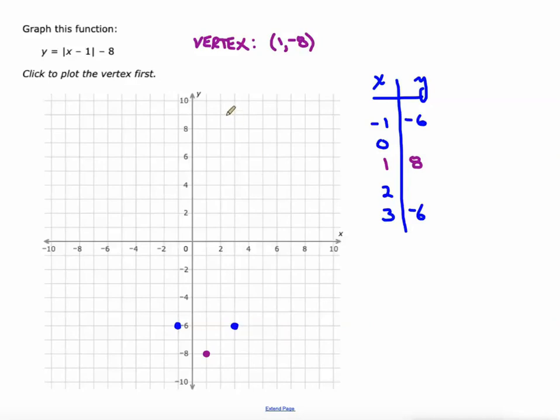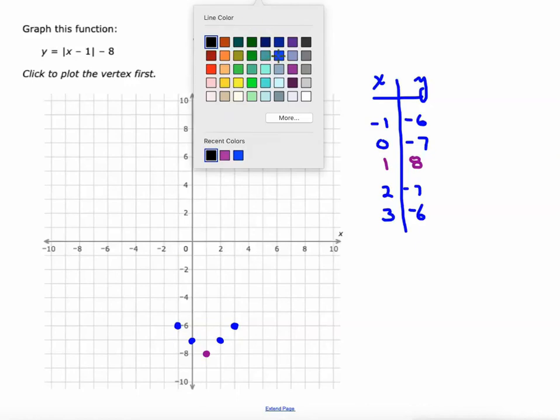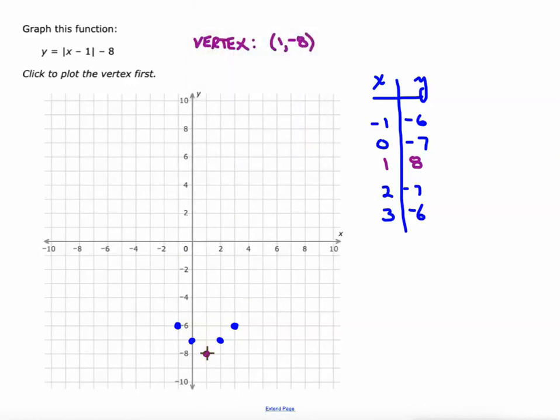0. 0 minus 1 is -1. The absolute value of that is 1, and 1 minus 8 is -7. So 0, -7. And then also 2. 2 minus 1 is 1. The absolute value of that is 1, and 1 minus 8 is -7. So 2, -7. You see the pattern there. And that's going to be our absolute value function, our graph.